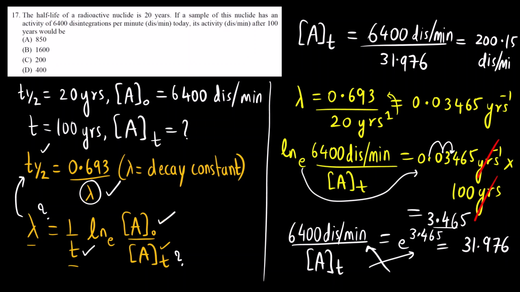disintegrations per minute. You have to always remember, whenever you solve a physical chemistry question, checking the final unit is very important. In the question also they have asked in disintegrations per minute. If it was disintegrations per second or some other unit, then you have to do the unit conversion. But it is disintegrations per minute. So the correct answer is option C.